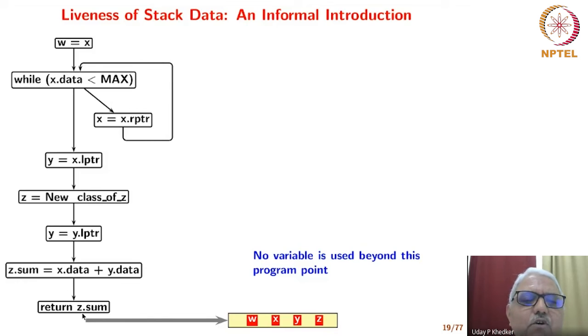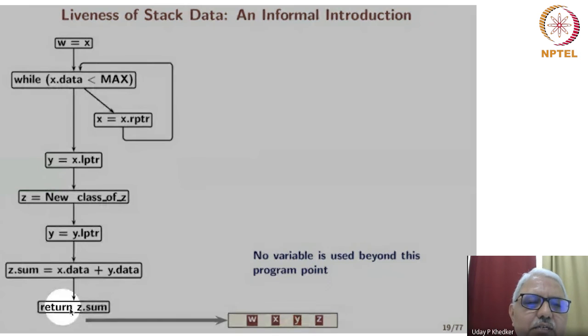We begin by observing that at the end of the program, no variable is used beyond this program point. So we have w, x, y, and z. These are the variables. None of them is live. They are dead, so we show them with red color. What we have to do is step over this particular assignment statement. Given the set of variables that are live here, we examine what's happening within this statement, and we then determine which variables should be live above this statement.